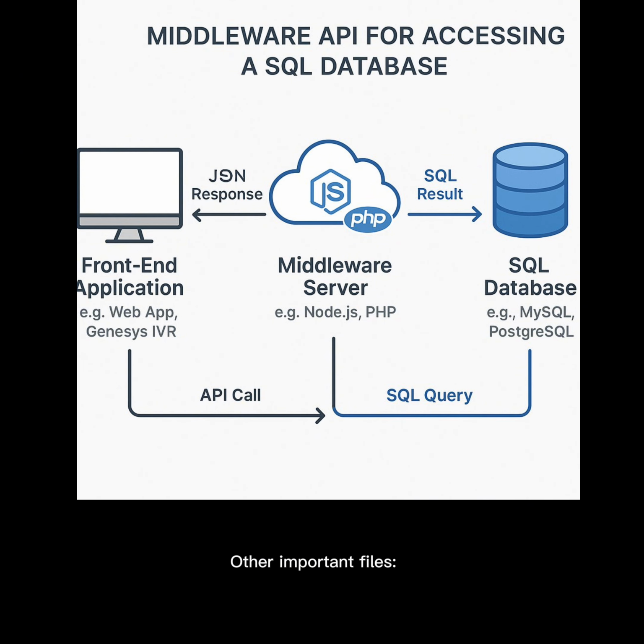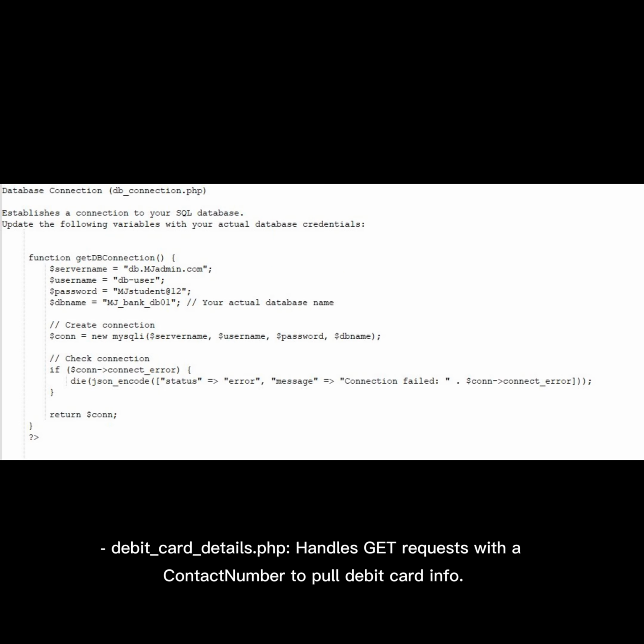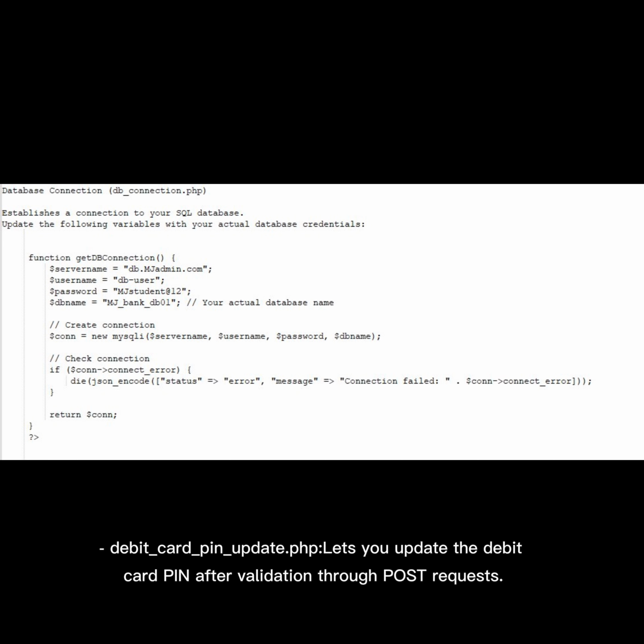Other important files. Debit_card_details.php handles GET requests with a contact number to pull debit card info. Debit_card_input_validate.php takes POST requests with JSON data to check inputs against the database. Debit_card_pin_update.php lets you update the debit card pin after validation through POST requests.